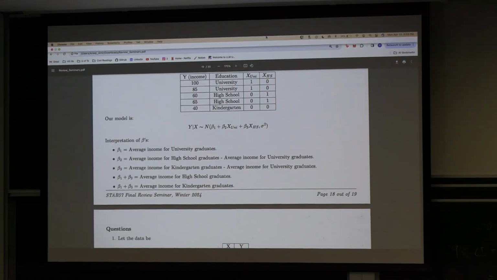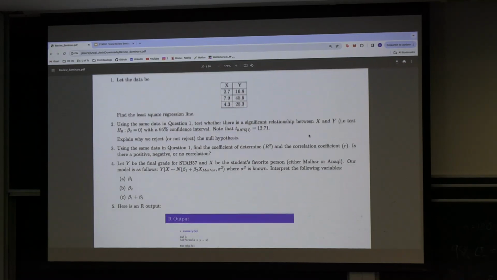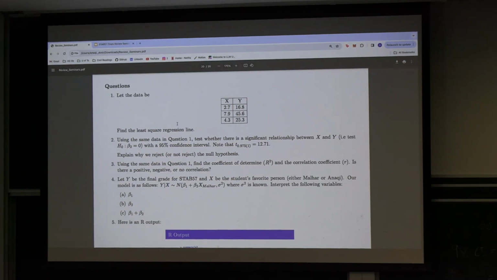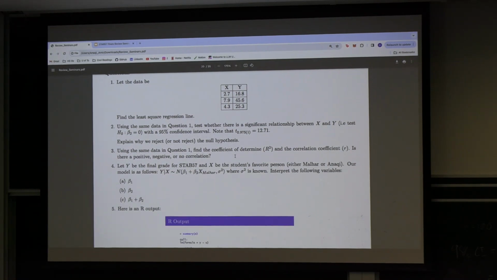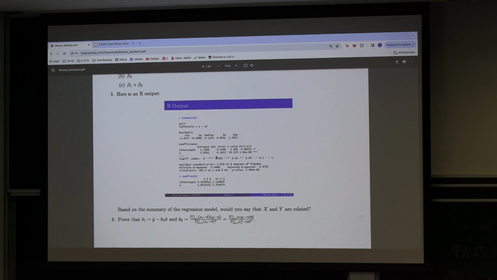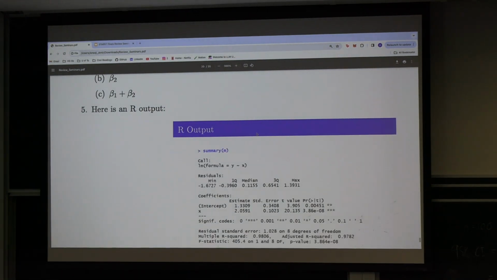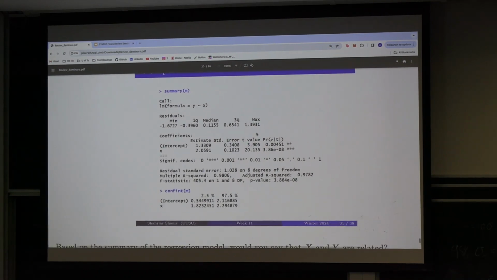We are running out of time. So I have a few questions here, but because we don't have time to go through them, I'll just post the solutions when you guys get a document later. I'll just give you guys one question, which is this R output. This is from the slides, but just to give you guys a refresher of how to read it. So based on this R output, can someone tell me what is beta 2?